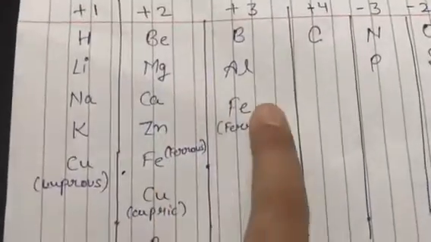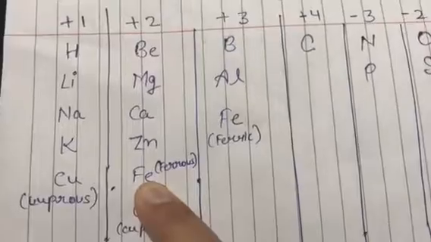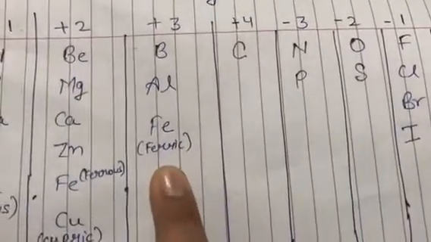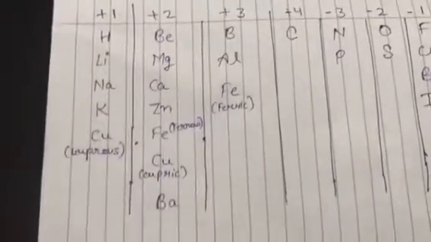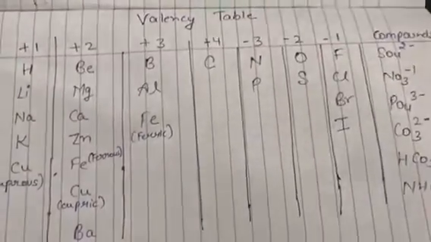Next, we can do the same for iron also. For +2 oxidation state, its name is ferrous, and for +3 oxidation state, its name is ferric. So you have to learn this valency table. Hydrogen, lithium, sodium, potassium, copper have oxidation state +1. Beryllium, magnesium, calcium, zinc, iron, copper, barium have oxidation state +2. Boron, aluminium, iron.